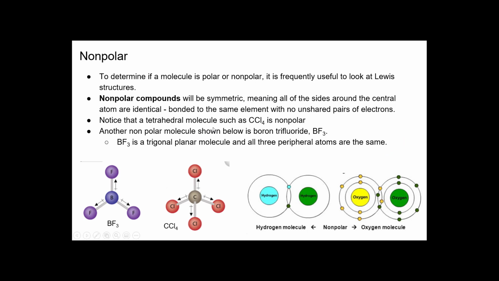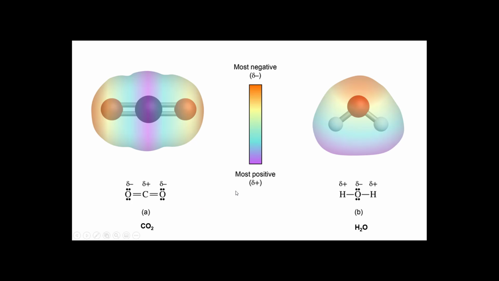So if it's symmetric and the end atoms that are attached to the central atom are all identical and there are no unshared pairs of electrons, meaning lone pairs, it's most likely nonpolar, but it depends on the shape as well. So notice that a tetrahedral molecule, so we have here a carbon and 4 chlorines. Because they're all the same and they're all pulling in equal opposite directions, they are going to cancel out and make this nonpolar. Molecules that are matching each other, identical, are also going to be nonpolar.